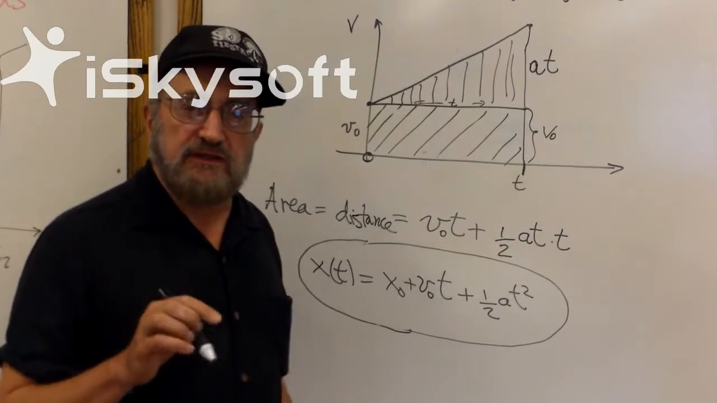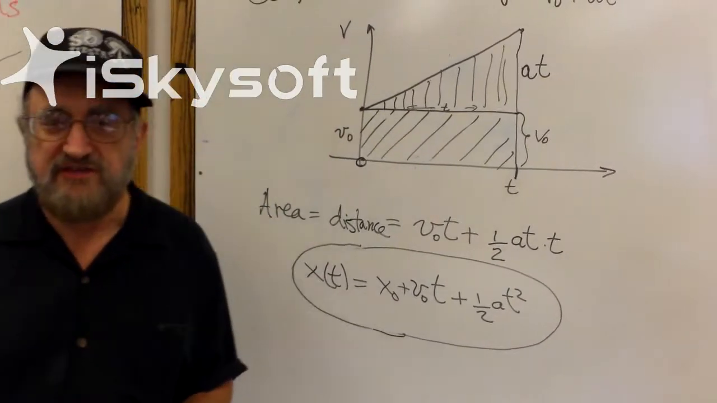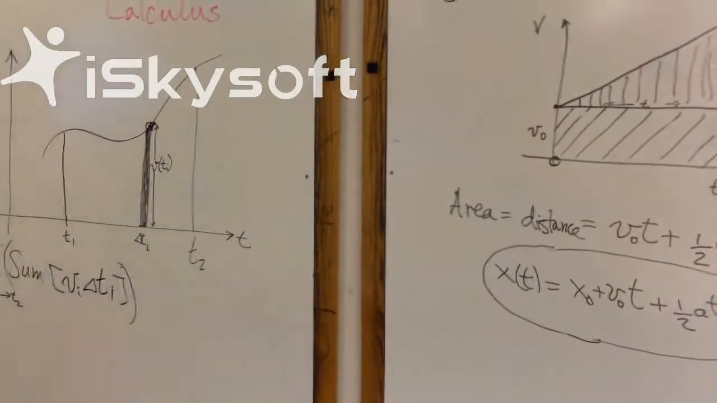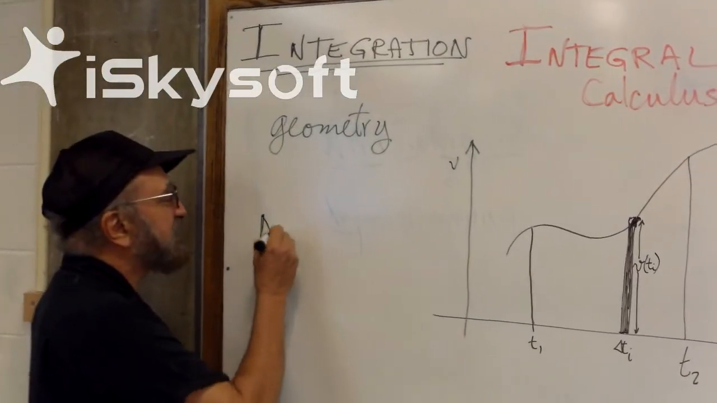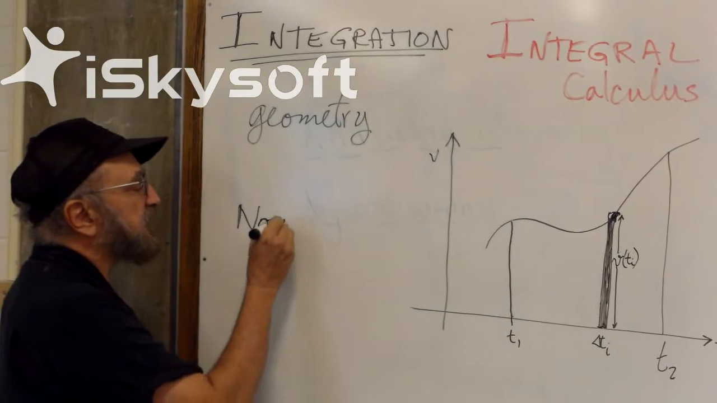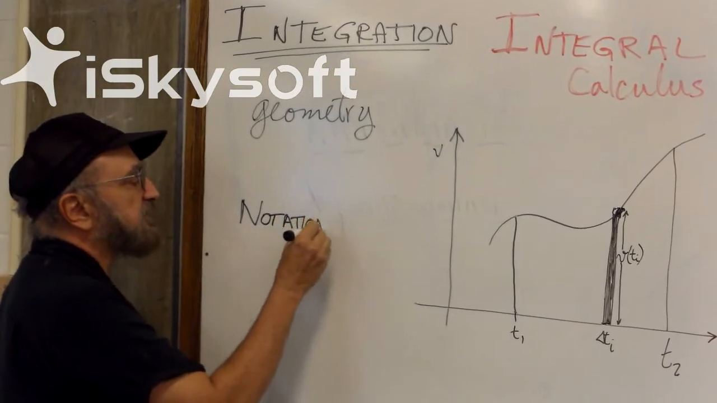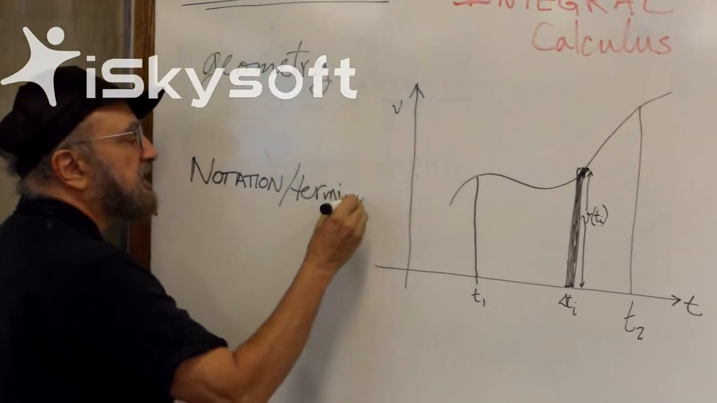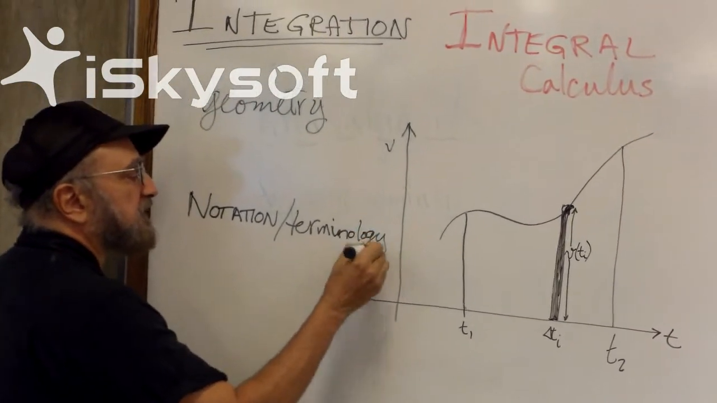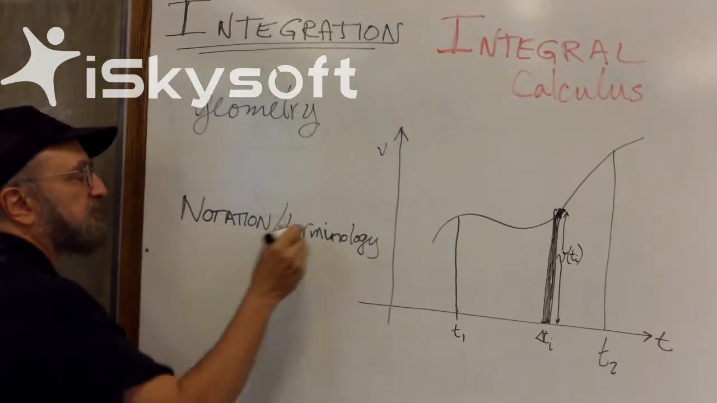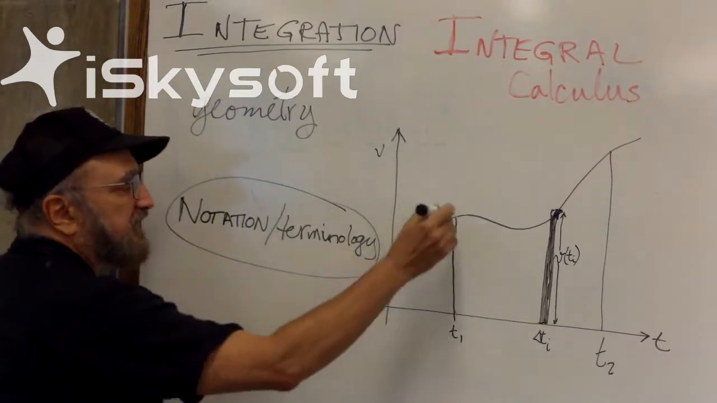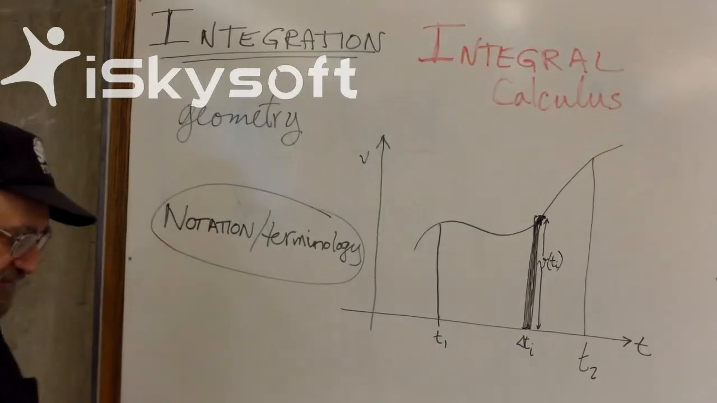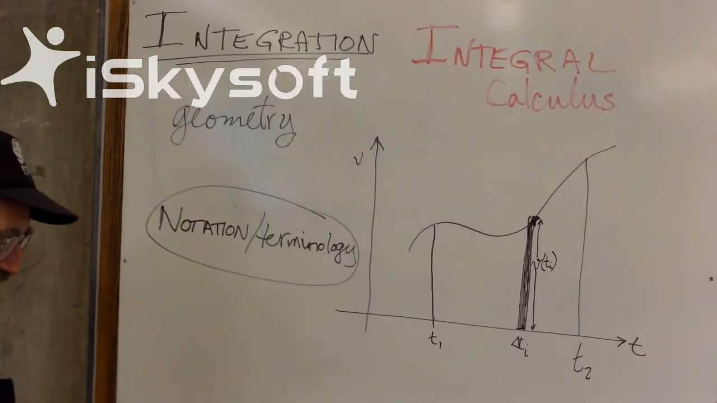I'm going to try to do it in general. So hold on a second while I move to the other board. Okay, so now we want to get the general notation and terminology for this whole idea that I kind of foreshadowed on this blackboard before, of defining the area as the sum of a billion little tiny rectangles in the limit where they go to 0.